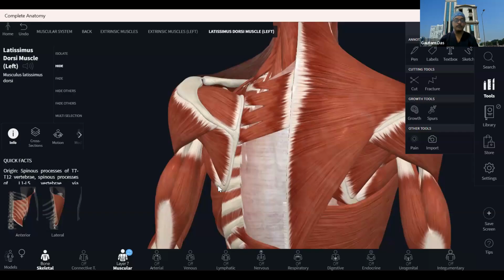Here you have to go for the plane between the rhomboideus and your what? Serratus posterior superior. That means between the second layer and third layer. And you can hydrodissect with 5% dextrose, which will have a very good effect.